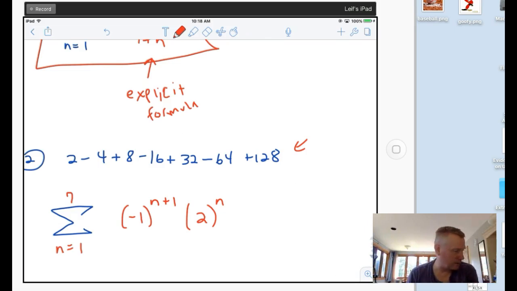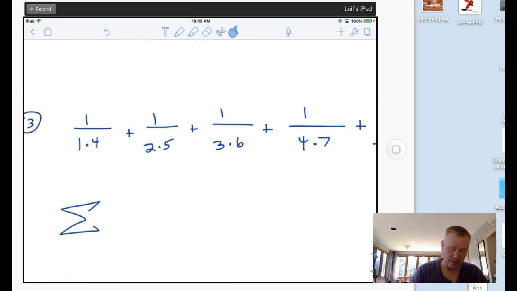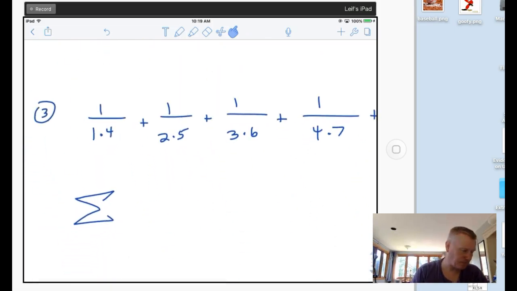That would be the other thing you could do: what does it turn out to be? So anyway, those questions will come up a little bit later. Here's number 3. Let me see if I can put this one into a sigma sign.